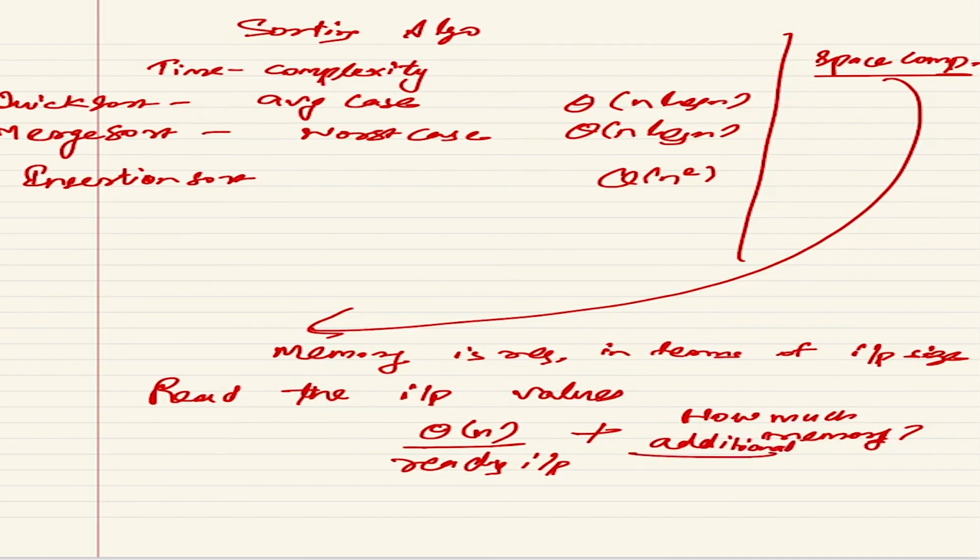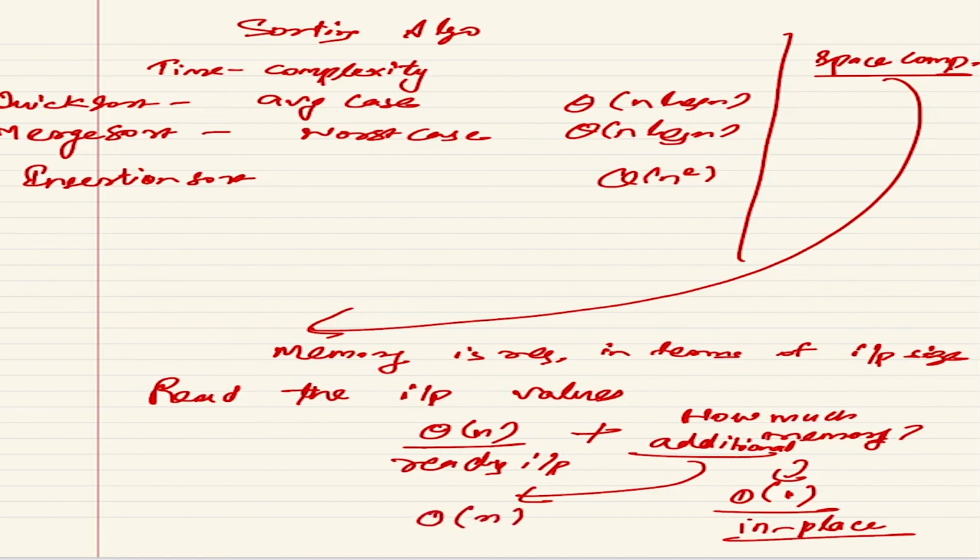Okay. So if this additional memory is order 1, that means you can do it by only using some variables, not an array of size n. If it is order 1, you call it an in place algorithm. I don't need any extra memory. I only need order 1 extra memory. But if the additional memory is a function of n, like order n, then this is no more an in place algorithm. So generally when you design algorithms, you are interested in getting an algorithm that is also in place in addition to being efficient.